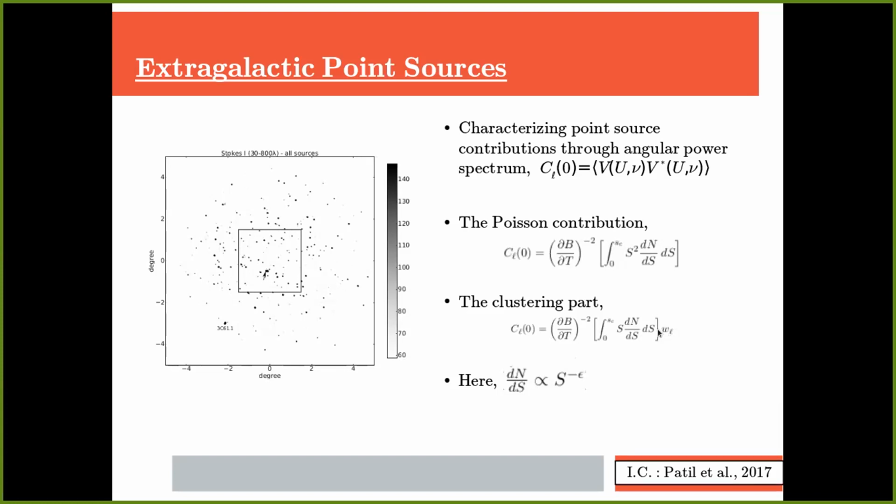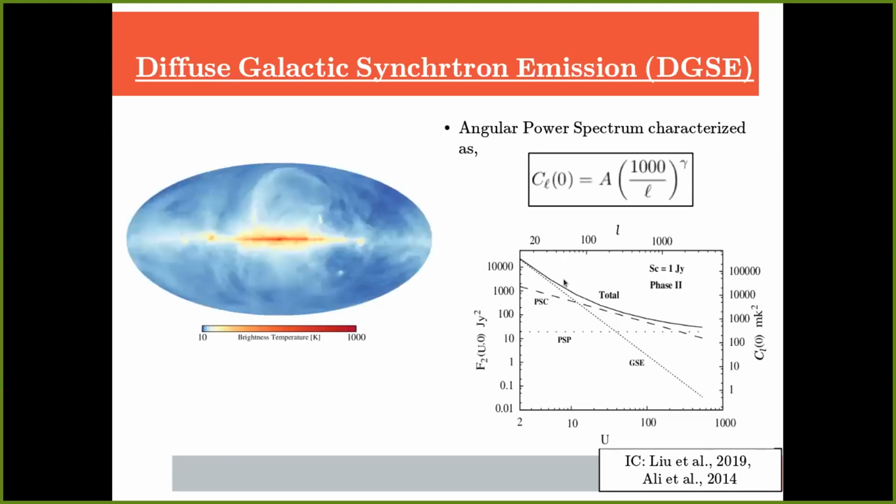This W_L basically quantifies the clustering. It is the Legendre transform of the 2-point correlation in theta space. So if you have radio galaxies, you can calculate the 2-point correlation function corresponding to that, W(theta). And if you take the Legendre transform, that will give you the W_L part. So using this, you can quantify the clustering part and the Poisson contribution of the point sources to the angular power spectrum.